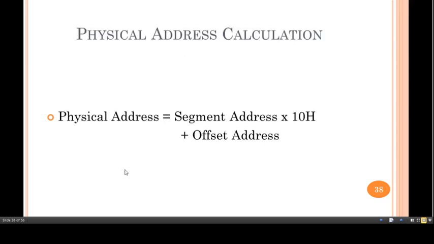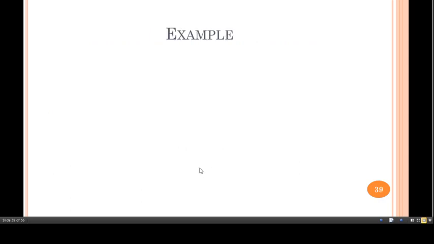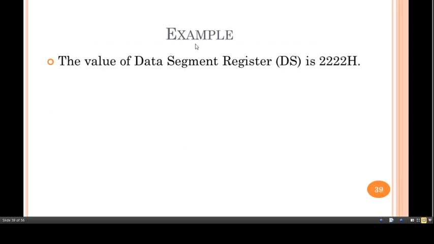Now how can we calculate the physical address? Here is the answer to our question, of how it is possible to locate a 20-bit address with the help of 16-bit registers. Physical address calculation is done as segment address times 10H plus offset address. Now we'll see one example of how to calculate the physical address.